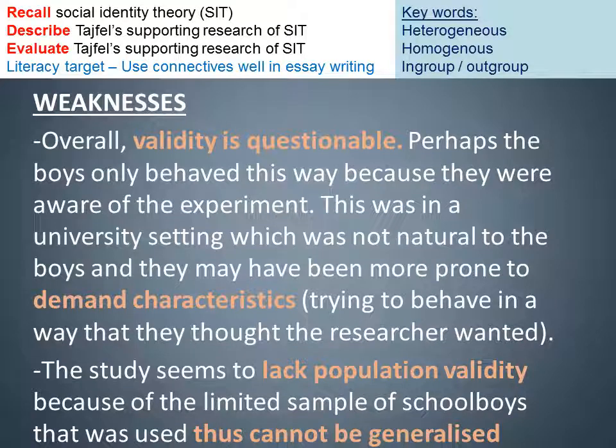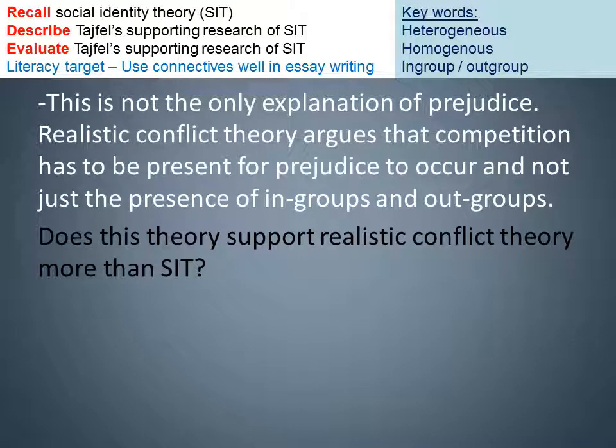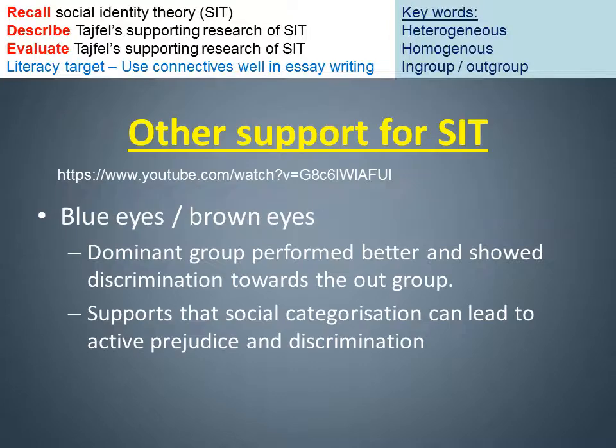Now, the validity is very questionable of Tajfel's research. Perhaps the boys only behaved in this way because they knew they were in an experiment. It was in a university setting, it wasn't natural to the boys, so it might have been demand characteristics, so they worked out what the expected behaviour was of them and then they behaved in that way. It also seems to lack population validity because it was a limited sample of British schoolboys, so therefore can't be generalised. Also, when evaluating social identity theory, remember that this isn't the only explanation. We've actually got realistic conflict theory that suggests that it's the prejudice that occurs throughout competition and not just the presence of a different group.